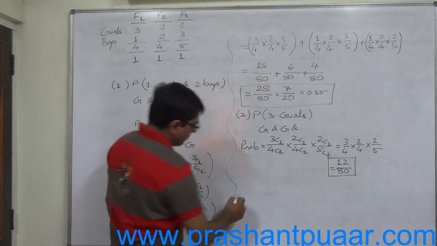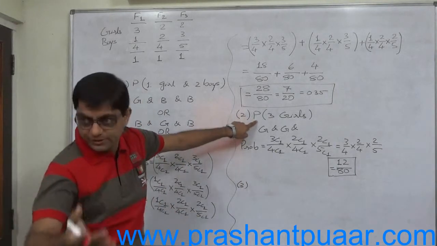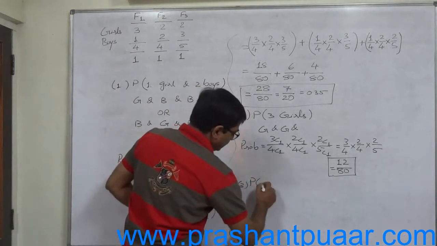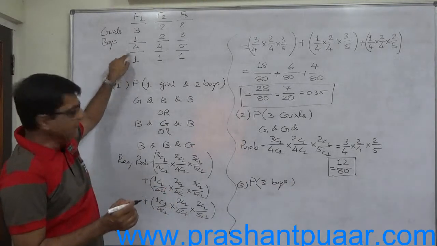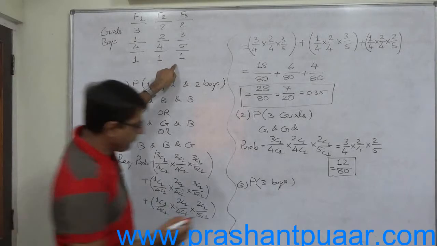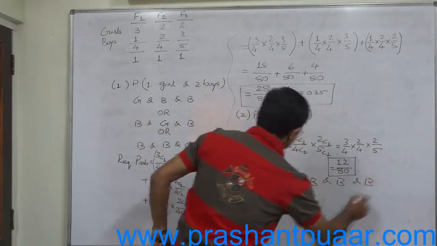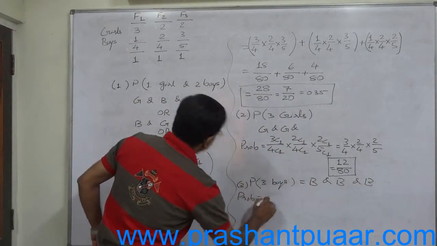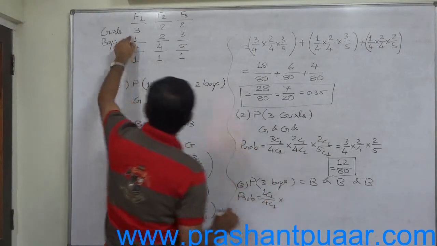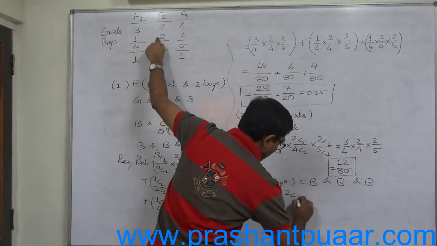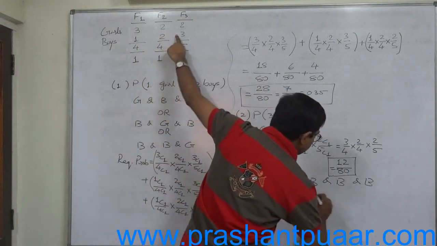One more similar case is also possible. The third case is the group consists of all three boys. That means probability of selection of all three boys. Boy is selected from first family and boy from the second family and boy from the third family. Boy, boy and boy. The probability of boy from the first family is 1C1 upon 4C1, and boy from the second family is 2C1 upon 4C1, and boy from the third family is 3C1 upon 5C1.